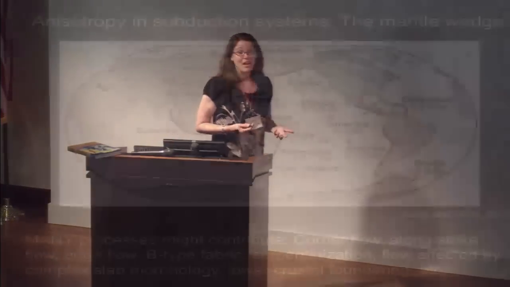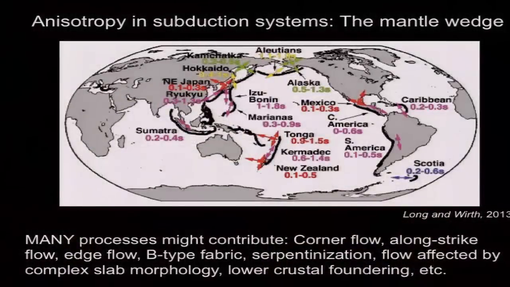So we sort of know that there has to be more complications going on. And there have actually been, depending on how you count, about a dozen different models proposed to explain this variability in mantle wedge anisotropy patterns. And this is just a very simplified cartoon of shear wave splitting patterns in mantle wedges worldwide from a recent study that I did with Aaron Wirth, one of my students.